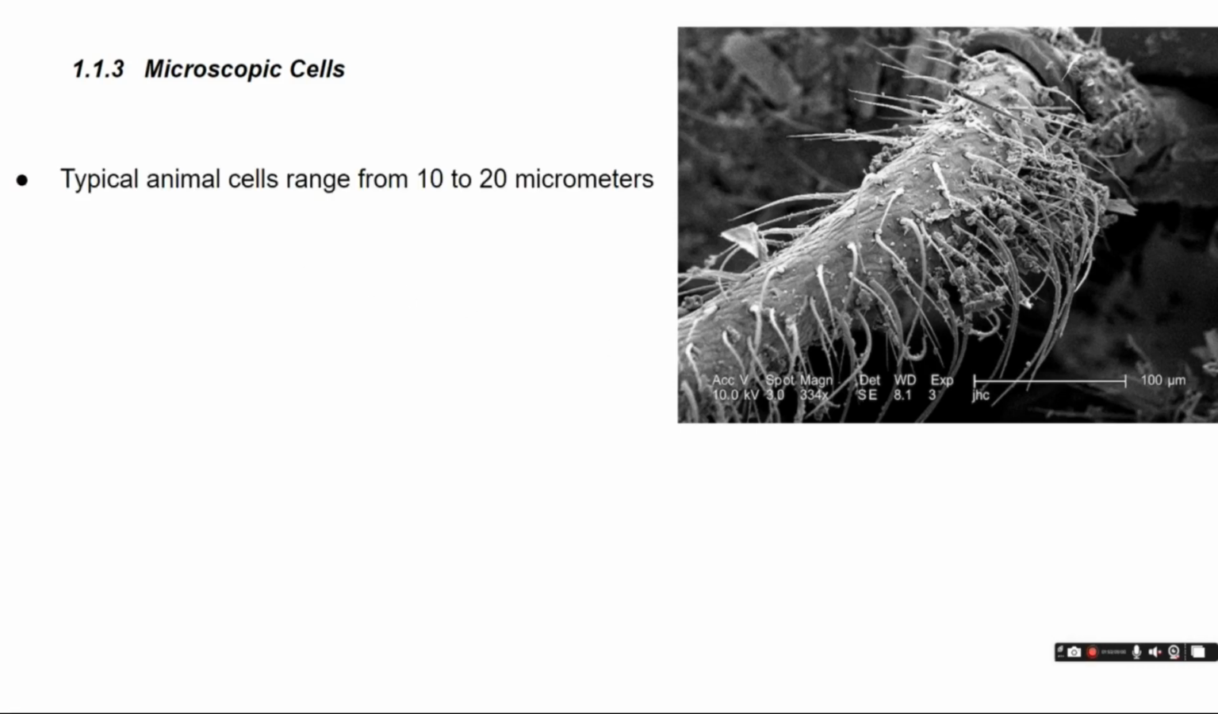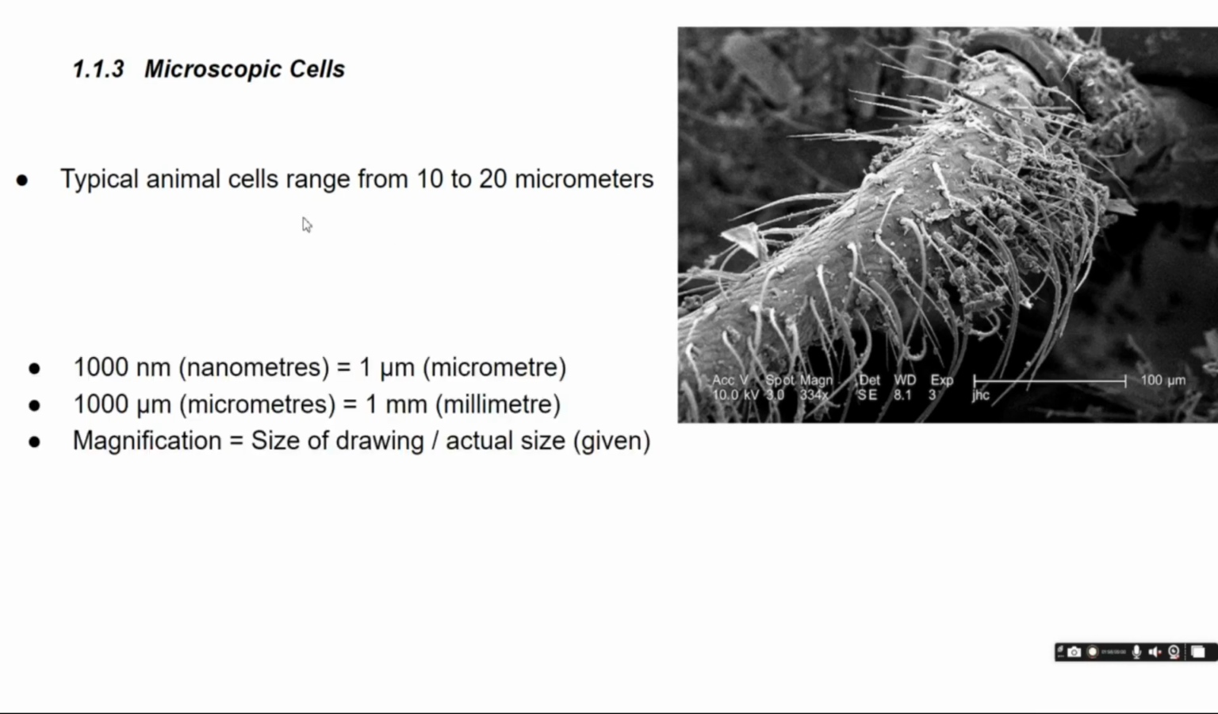Now, the units of measurement we'll need to know. A typical animal cell ranges from 10 to 20 micrometers. Here, these are the units of measurement we'll have to memorize. 1000 nanometers are equal to 1 micrometer. Nanometers are the smallest unit of measurement. 1000 micrometers are equal to 1 millimeter, and so on.